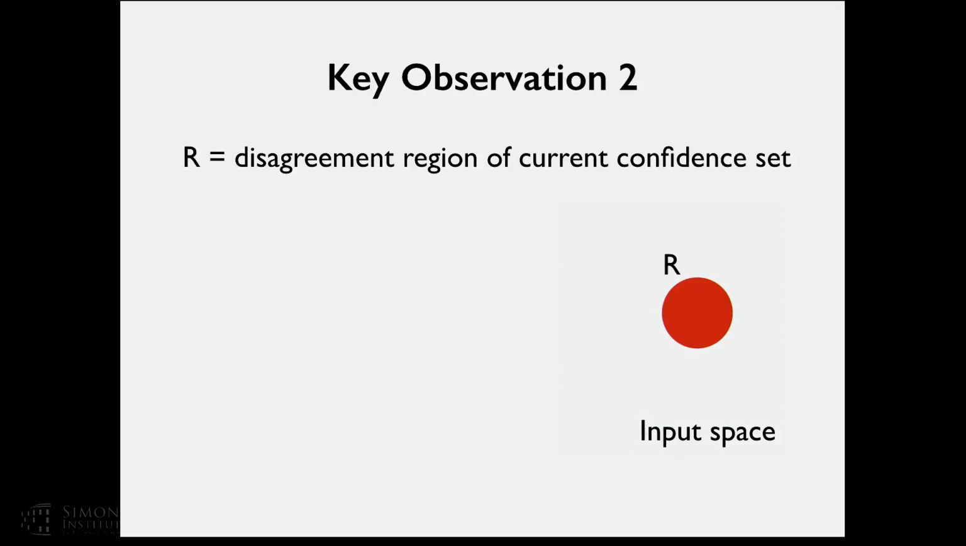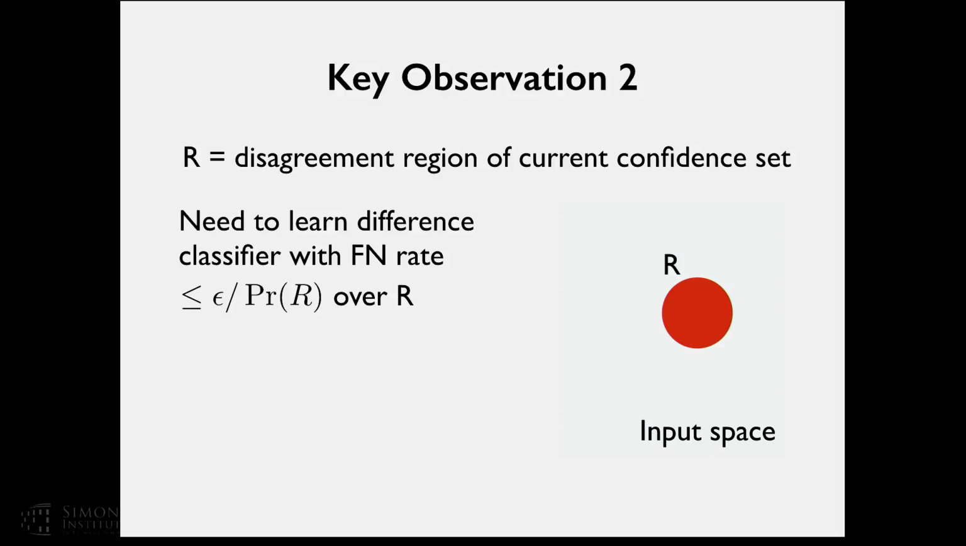So here comes our second observation. Imagine you have your entire input space, and you have your disagreement region. Remember we had this candidate set of classifiers. We looked at where these classifiers disagree, which was the disagreement region, and that's where we would query labels. Everywhere else, we know what the label is. The second observation is that we don't really need our difference classifier to work outside this disagreement region. All we need is for it to work well inside this disagreement region. So it's okay to train the classifier restricted to this region, and this is what is going to help us.